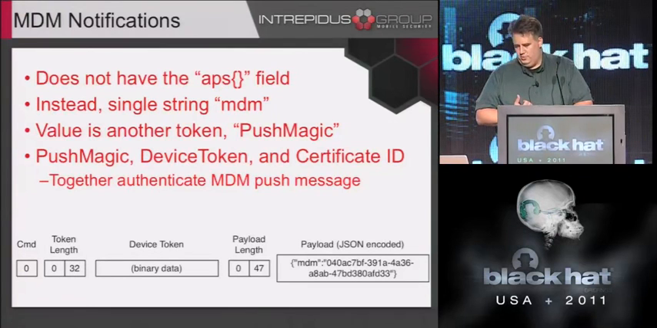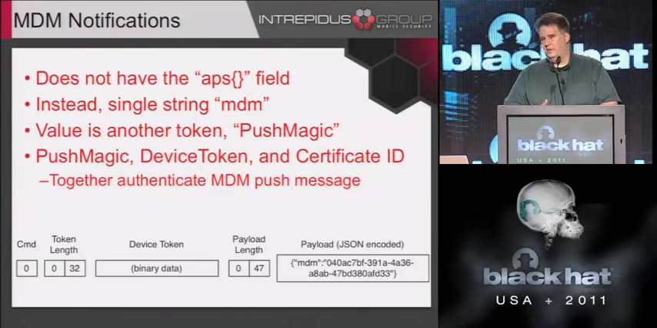And so together, the push magic token, provided when the device enrolls, the device token, which Apple gives it to do the MDM connection, and then the identification on the certificate. It's actually the subject/user ID field. I can't remember the exact X509 field name, but it's actually a field within the certificate. Those three things together are what authenticate the message. If somehow a push message comes to the device that doesn't have all three of those things that match, the MDM daemon will just ignore it.